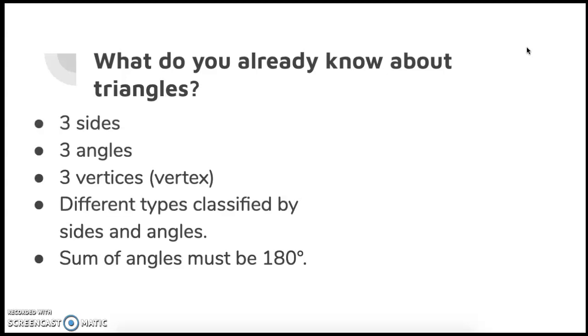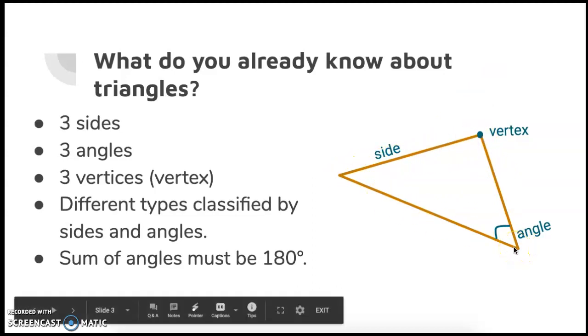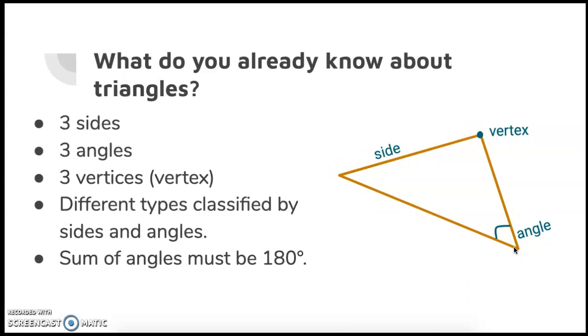I'm guessing you came up with some of the things on this list. Triangles have three sides, they have three angles, they have three vertices or points where the sides meet. They have different types based on their sides and their angles. And the sum of the angles of a triangle must equal 180 degrees.